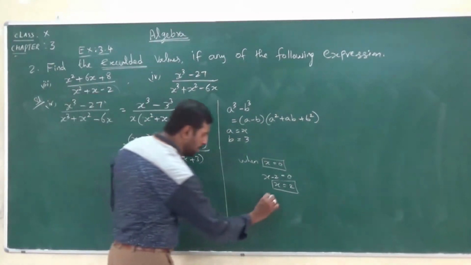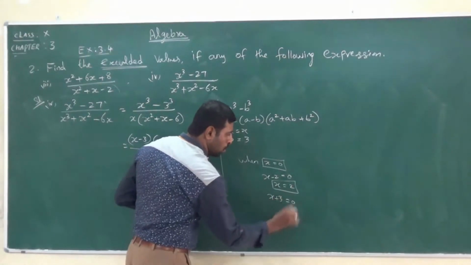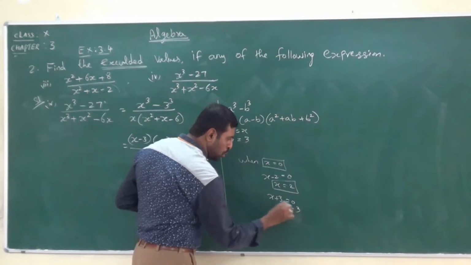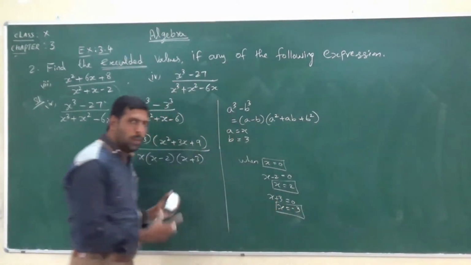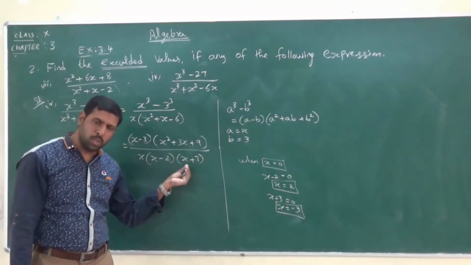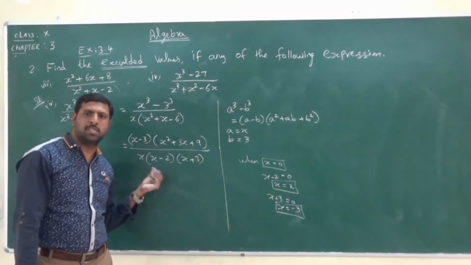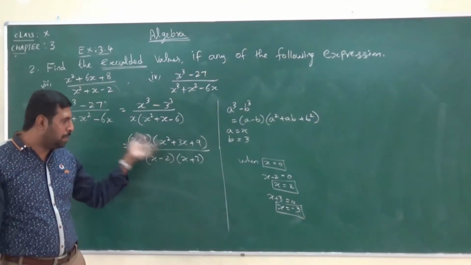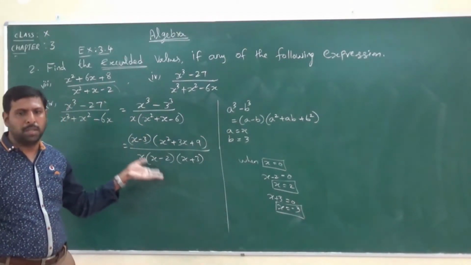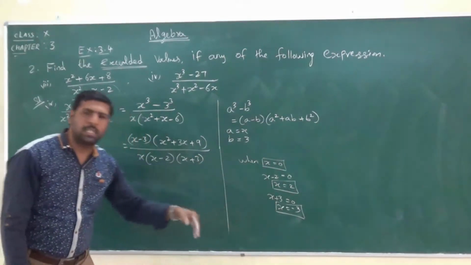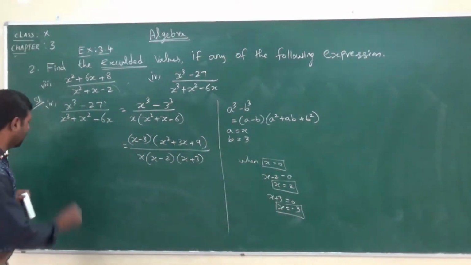Finally, x plus 3 is equal to 0. I take this 3 to the other side, we get x is equal to minus 3. So in the place of x, if you put minus 3, minus 3 plus 3 becomes 0. So 0 into any number is 0. So the denominator becomes 0, which means any number divided by 0 is undefined. So we want to exclude 0, 2 and minus 3. These are the excluded values.